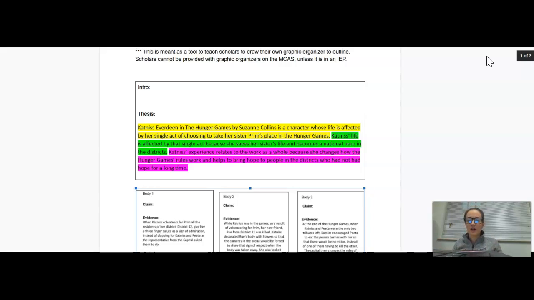Katniss Everdeen in The Hunger Games by Suzanne Collins is a character whose life is affected by her single act of choosing to take her sister Prim's place in the Hunger Games. Katniss's life is affected by that single act because she saves her sister's life and becomes a national hero in the districts. Katniss's experience relates to the work as a whole because she changes how the Hunger Games rules work and helps to bring hope to people in the districts who had not had hope for a long time.